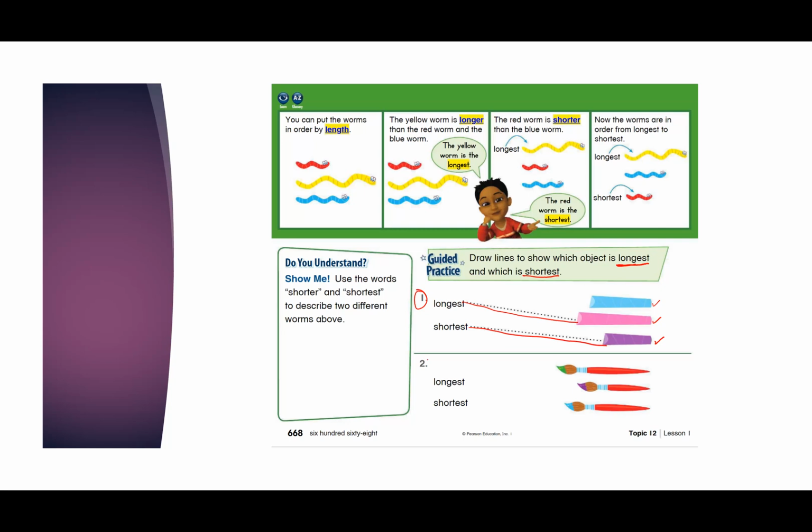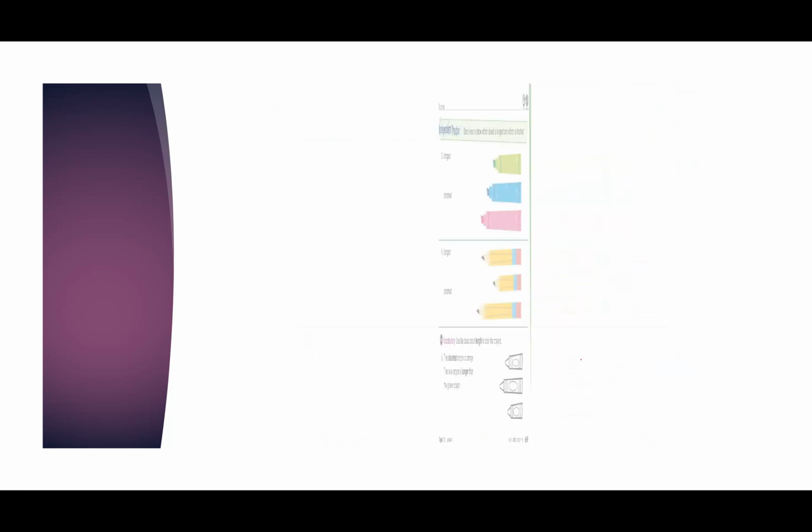Now, question number two. Now, I know it's very easy for you. Which is the longest paintbrush? Which color? Can you tell me which color is the longest? Green, purple, or blue? Good job. Bravo. The longest is the green one. And the shortest? Excellent. The purple one. Got it? How to do it? Yes. Now, next page.